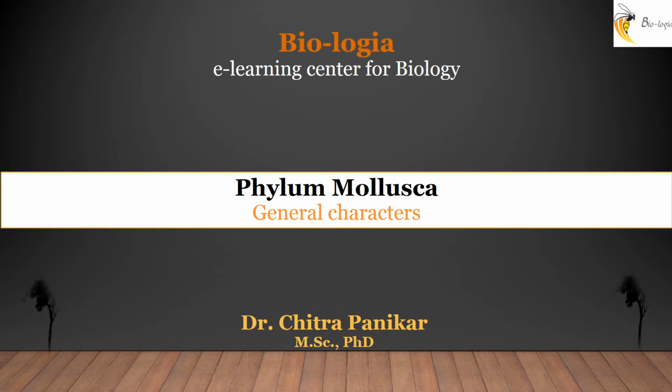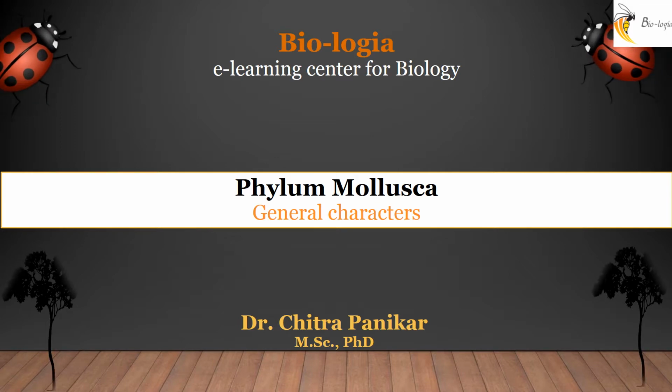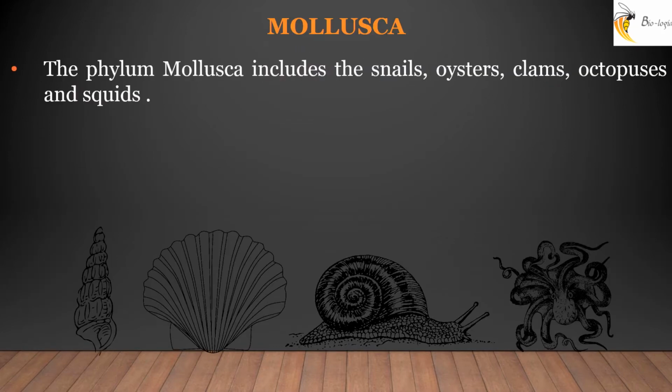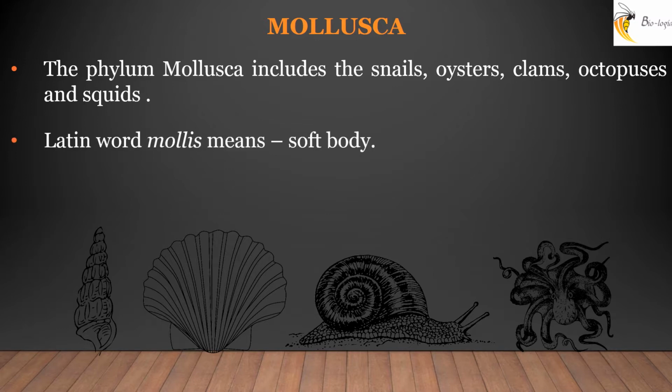In this video, we shall outline the general characters of a very interesting and economically important group of animals, that is Phylum Mollusca. Phylum Mollusca is the second largest group of animal kingdom after phylum Arthropoda. This diverse group includes commonly known organisms like snails, oysters, clams, octopus and squids. The name mollusca is derived from a Latin word mollus, which means soft-bodied animals.